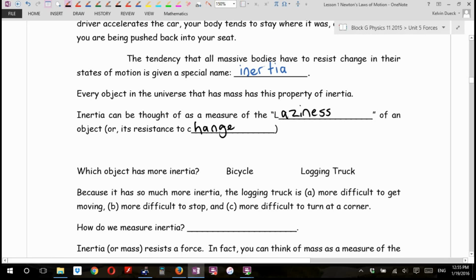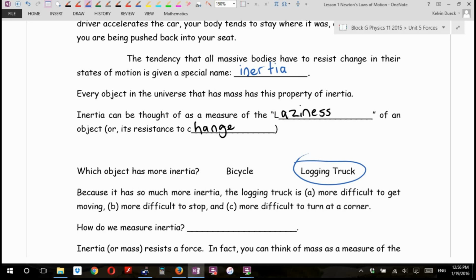What? Yeah. Robbie, what has more inertia, a bicycle or a logging truck? Let's circle that. Now, what does that mean? That explains why, Robbie, because the logging truck has so much more inertia, it's more difficult to get moving. That's why if you've ever been at a red light behind a semi-truck, they don't accelerate very fast. It's not the engine. They have more inertia. We'd have to build massive engines to get them to accelerate.